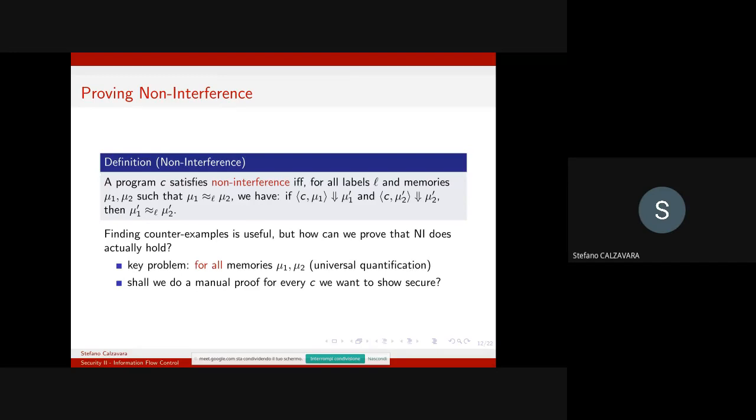And this is a pain. If I have a complicated program, think about a real-world Android application, and I want to prove non-interference for that Android application, this is going to be a pain. The good news is that it is possible to automate proofs of non-interference. We can apply these ideas to real-world languages, but for simplicity, we apply this idea just to the simple language which we consider, which is IMP.